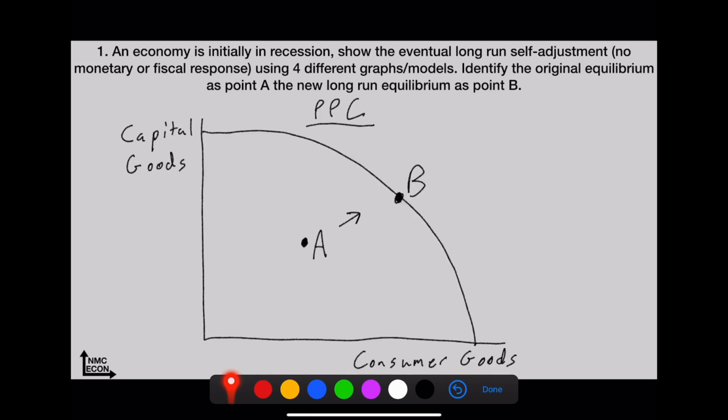Next one, PPC, very simple model, capital goods or consumer goods to really kind of generalize the economy. We're at A, so we've got a lot of excess capacity in the economy. Our factories are still there, our productive capacity is still there. All the people still have all their skills and training. So as the economy fixes itself, lower wages, lower resource prices, we'll move from A to B back out to the frontier on this curve.